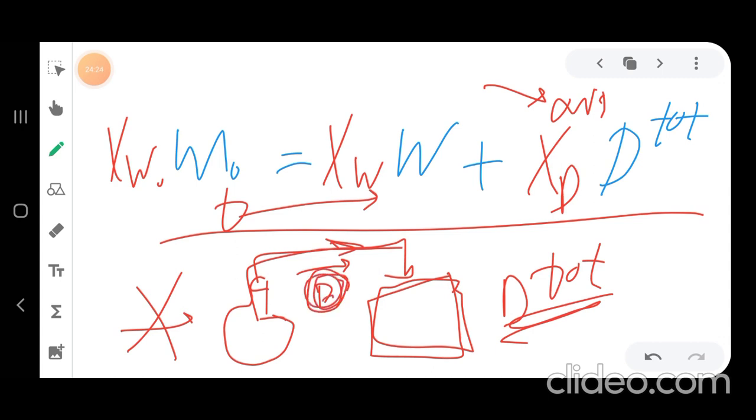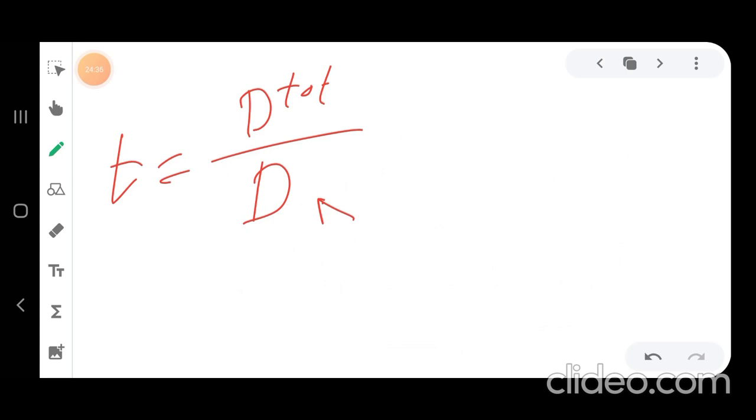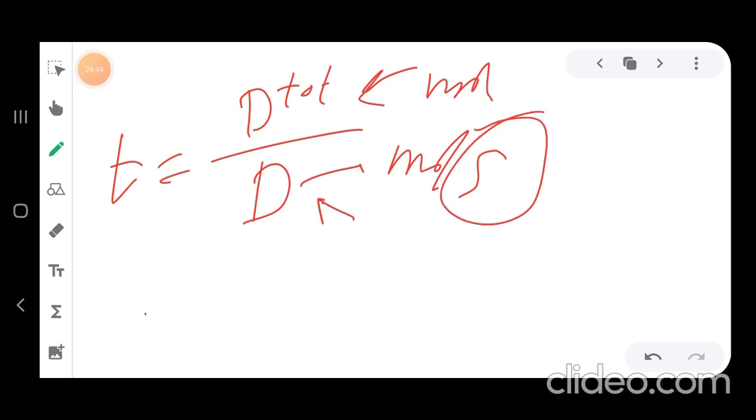the flow rate of vapor leaving the still pot, we call it D. D total refers to the total quantity that you collected at the end of the day. If you divide them, of course, this has a unit of mole or kilomole, and this has a unit of mole per time, let's say mole per second. If you divide them, you get a unit of time. This is the time required for distillation. Okay, this is the time required for distillation.